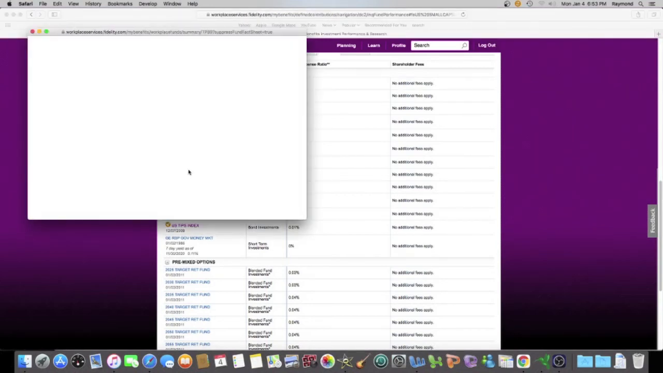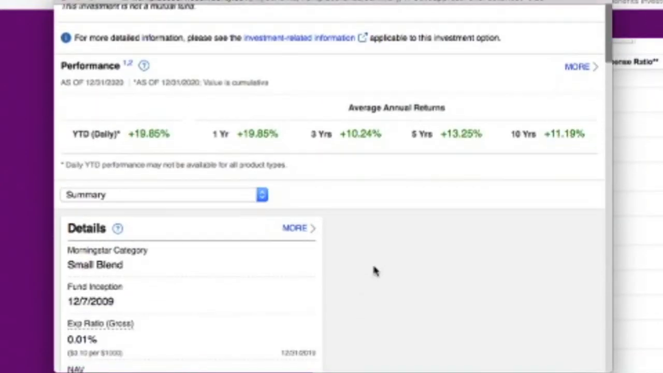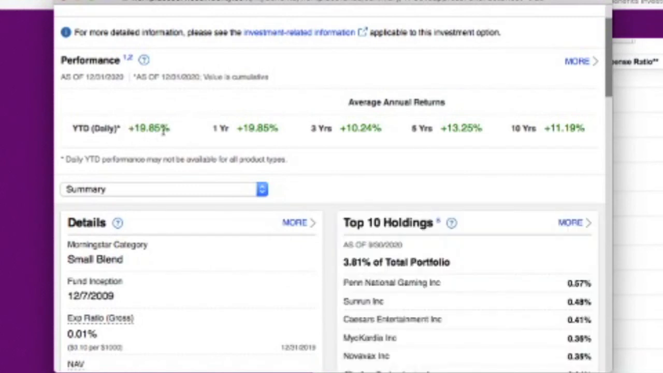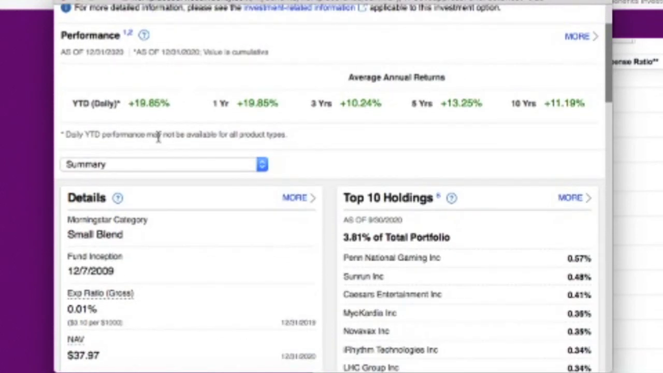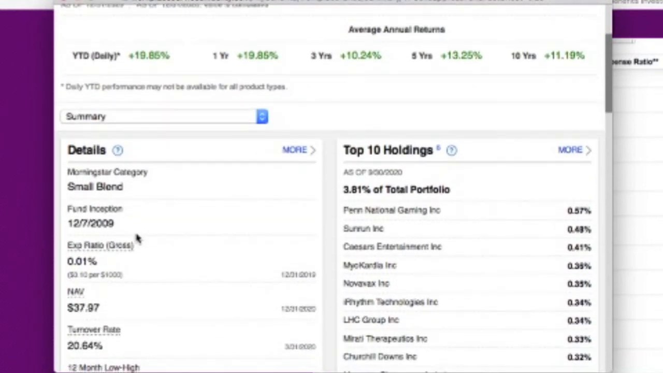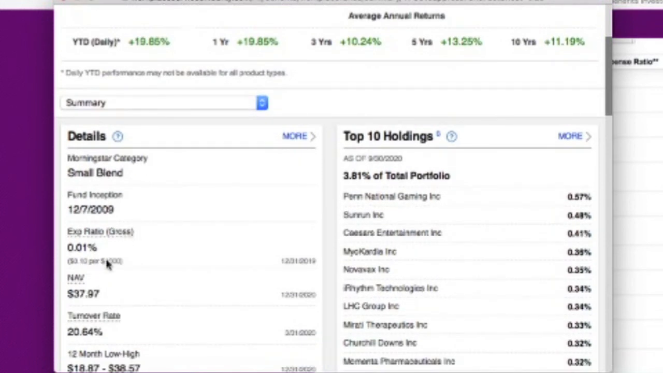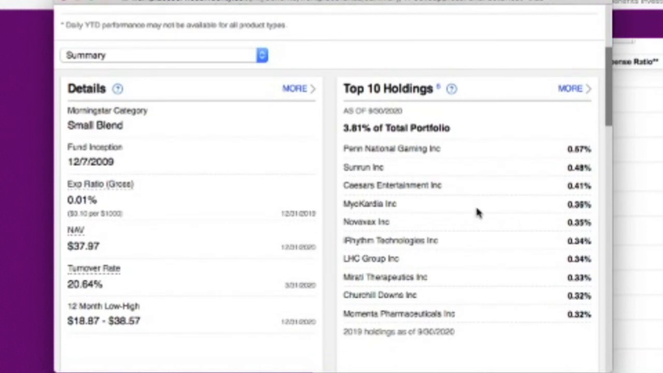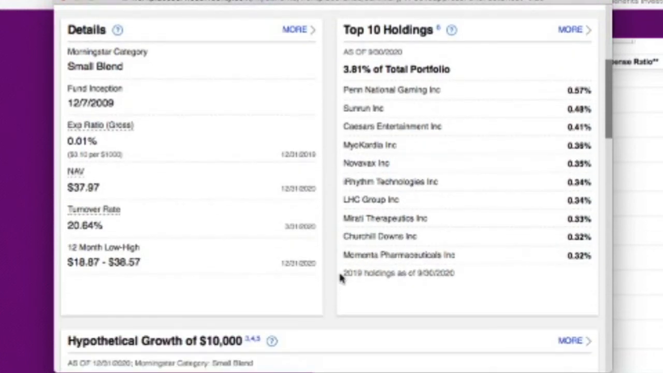Now let's look at the other one. So this is another small cap. We're doing a comparison right now. This has a higher year-to-date, 19.85. Look at it. It's the same type of fund, small blend. Expense ratio, 10 cents for every $1,000. Here are some of the companies you might recognize. I have this stock. I have this stock. There are over 2,000 holdings in this particular fund. So that means there's over 2,000 different companies that this fund is invested in.